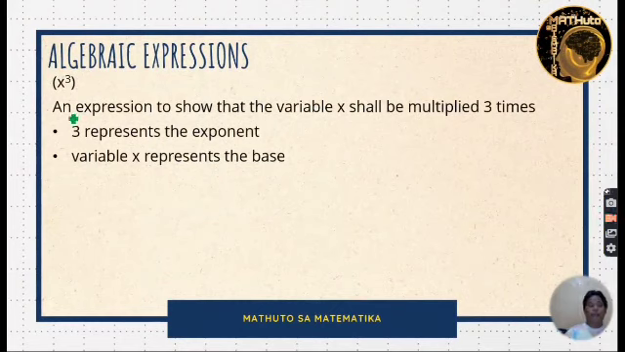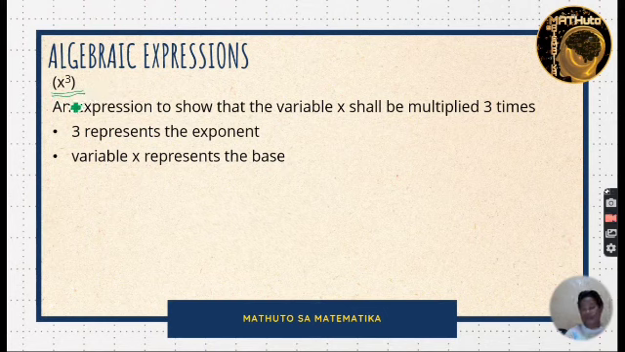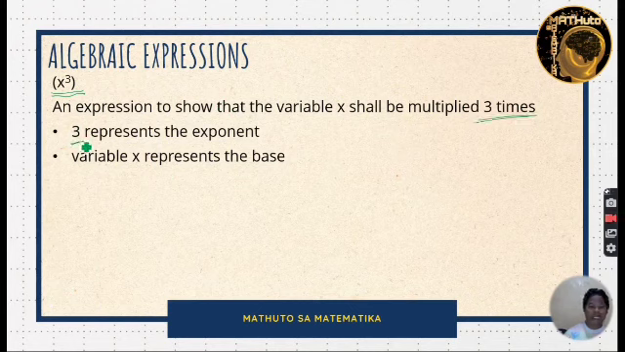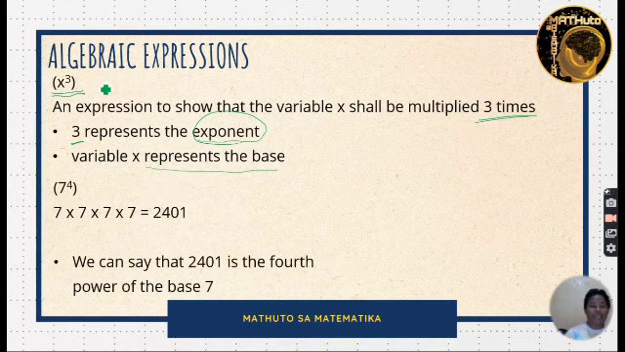So, algebraic expression, recall lang po ito ha, for the others po. An expression to show that the variable x shall be multiplied 3 times. We have 3 representing the exponent of the term, and variable x represents the base. So if we're going to expand this x cubed, we have x times x times x.